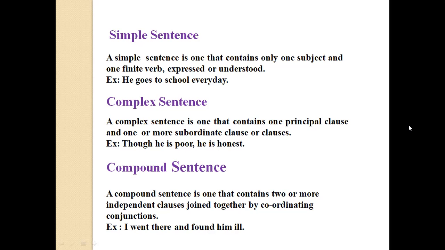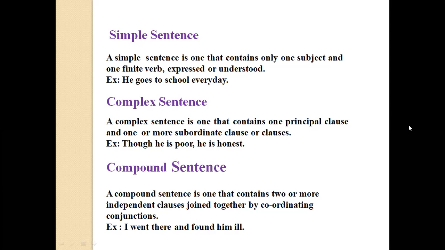Simple sentence. A simple sentence is one that contains only one subject and one finite verb expressed or understood. For example, he goes to school yesterday. Here there is only one subject and it is he, and one finite verb and that is goes. So this is an example of simple sentence.